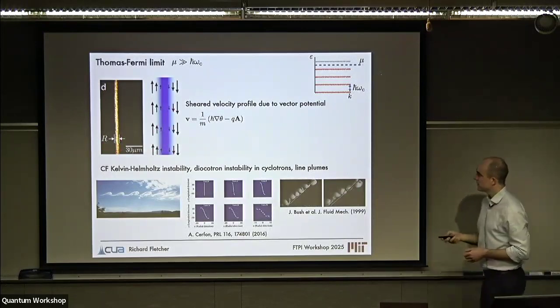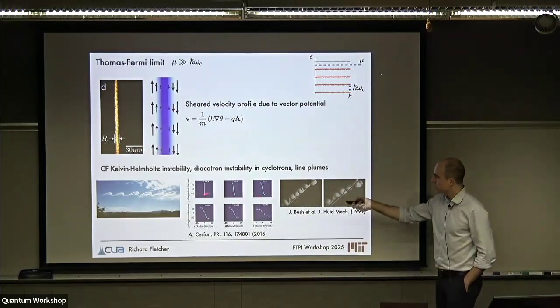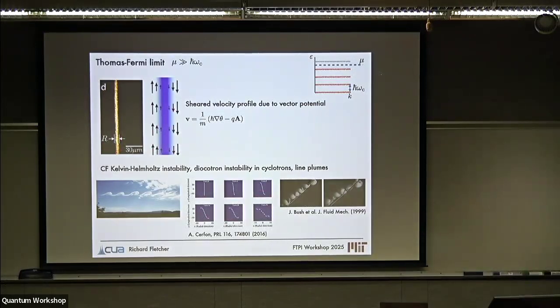It turns out this instability shows up actually in several other places in nature. It's called the diocotron instability in a cyclotron. It arises from an interplay of the B field of the cyclotron and Coulomb repulsion of the particles. So this is sort of a time series of this fragmentation of a charged beam in a cyclotron.